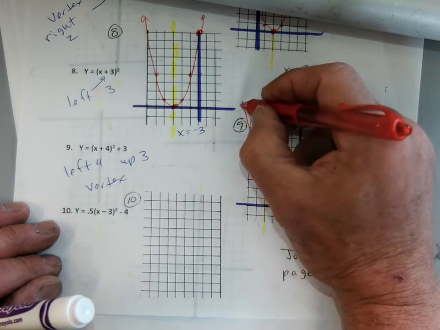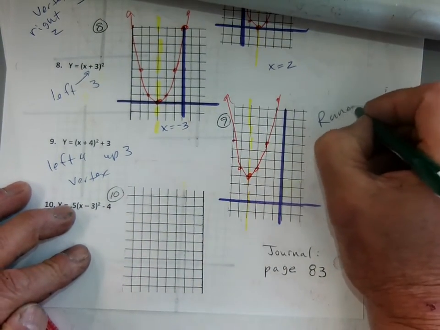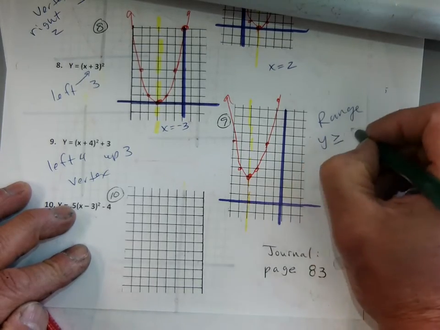Now the range changed again, didn't it? The range now is y is greater than or equal to 3, right?